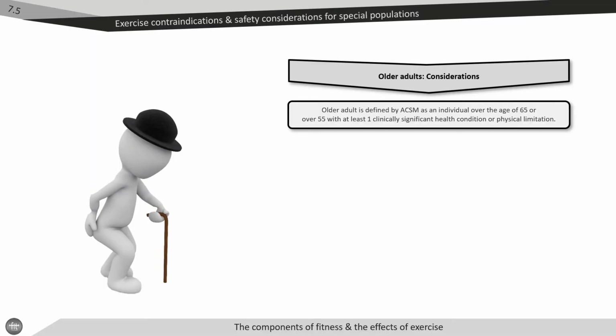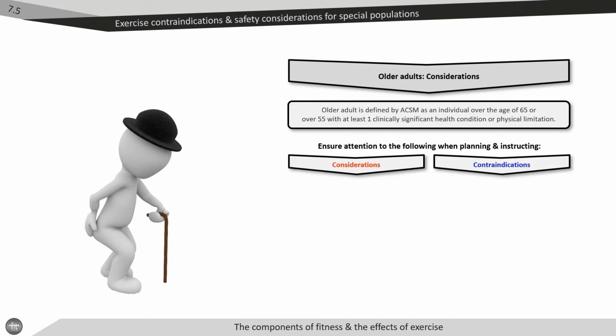The American College of Sports Medicine defines an older adult as an individual over the age of 65, or over 55 with at least one clinically significant health condition or physical limitation. Most healthy adults can be accommodated with regular exercise sessions with basic modifications. However, the following considerations and contraindications of this population group need to be considered.